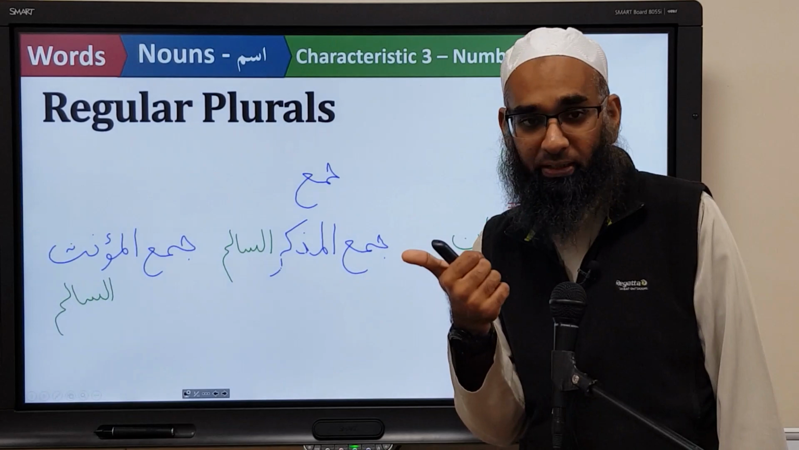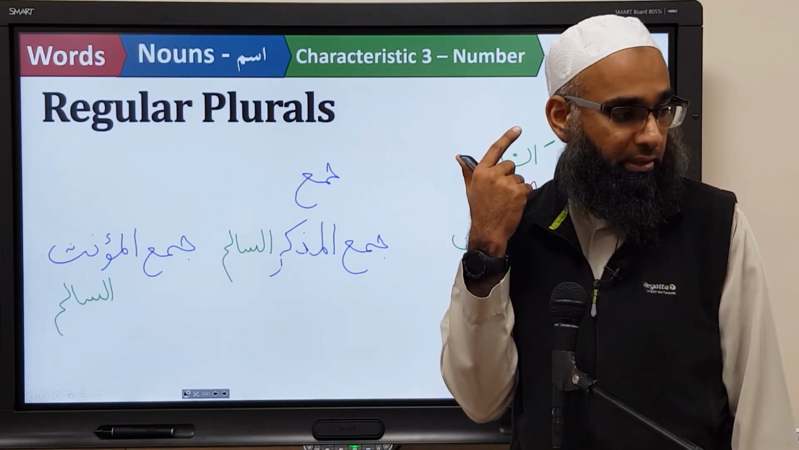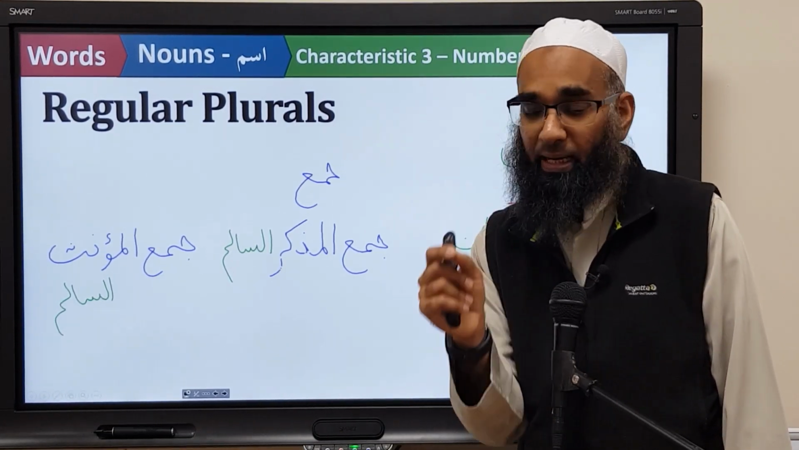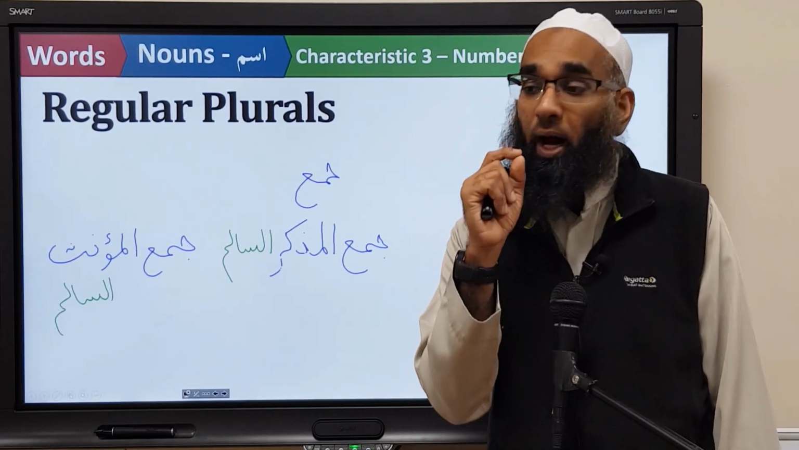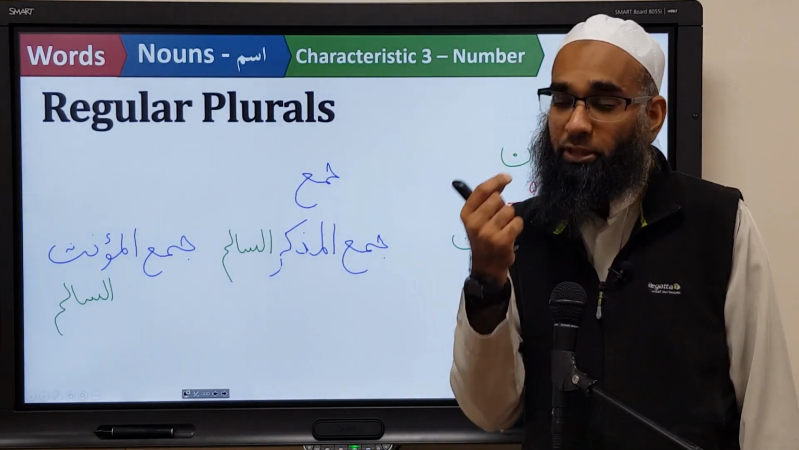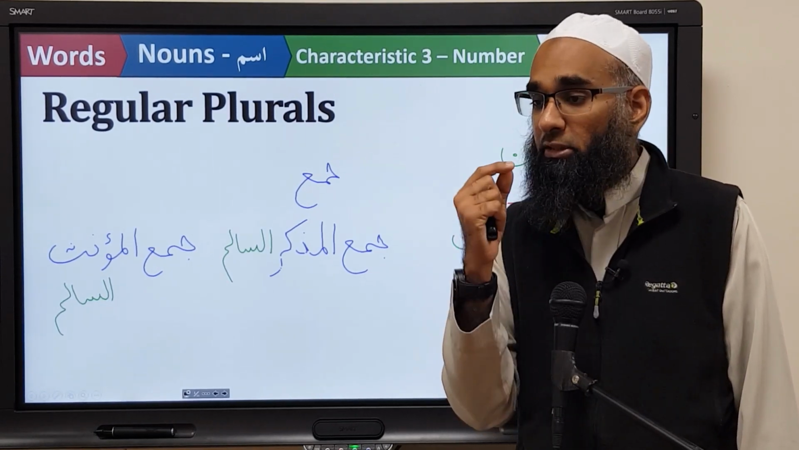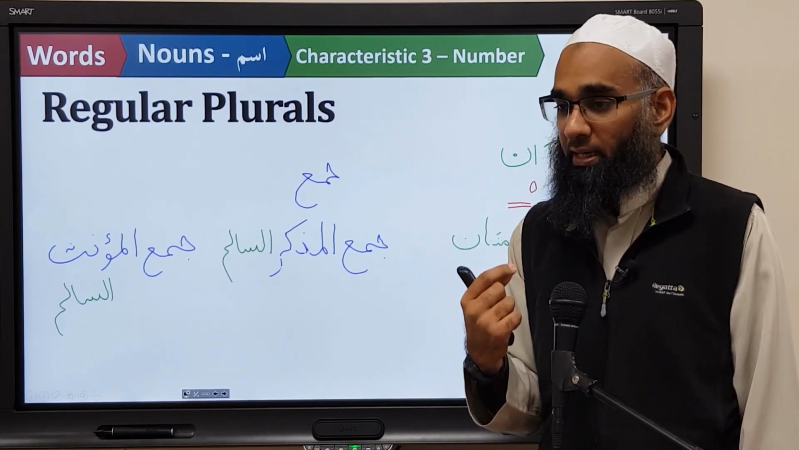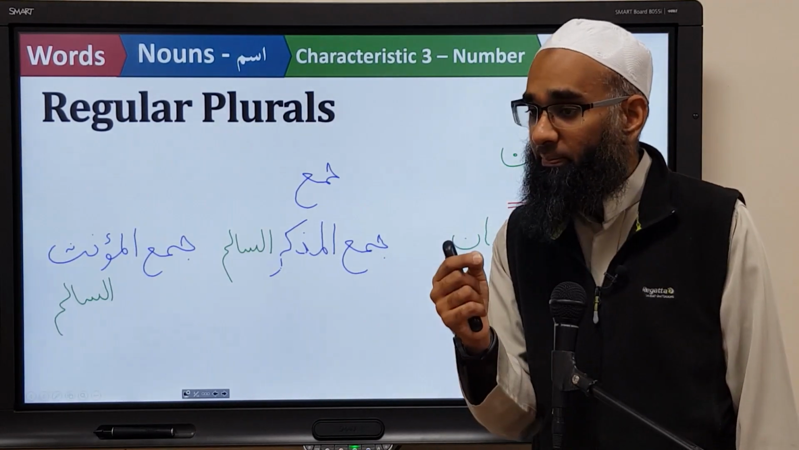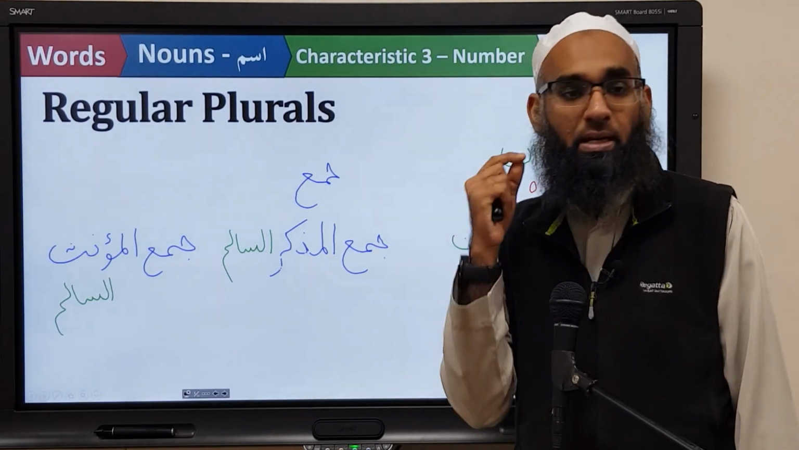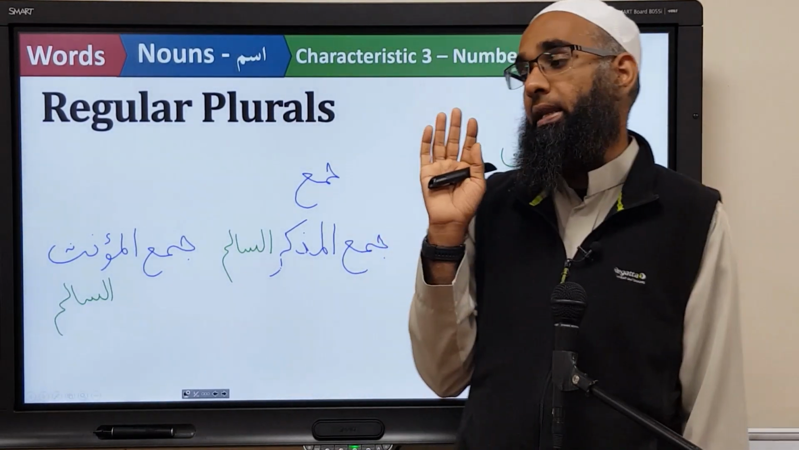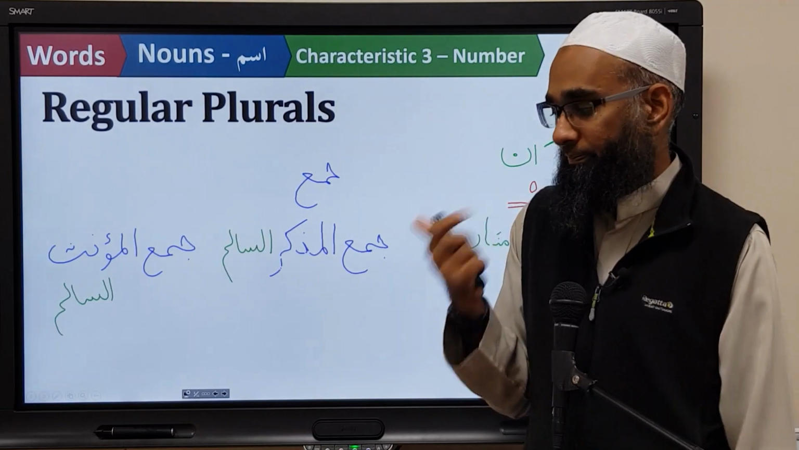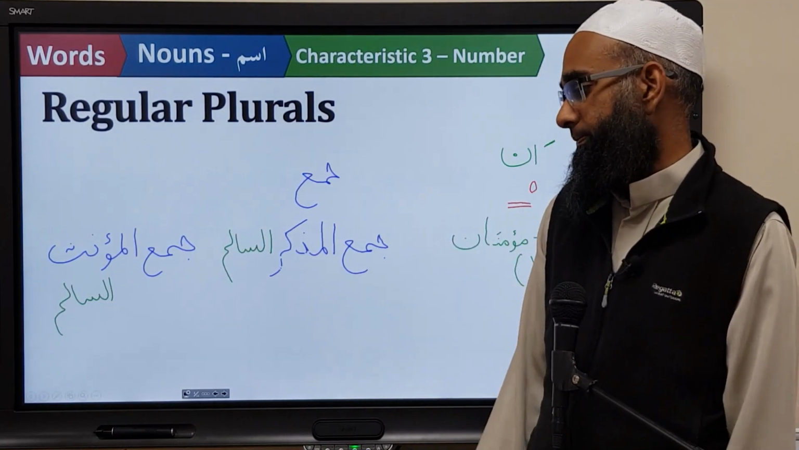So again, mufrad, then muthanna, jama'. Jama' has two types. What's the regular type called? Al-jam'us salim. What are the two types of al-jam'us salim? Jam'ul mudhakkar as-salim and jam'ul mu'annath as-salim. Say again. Yes? So we discussed the first.